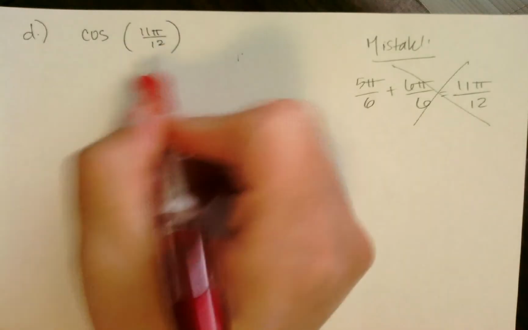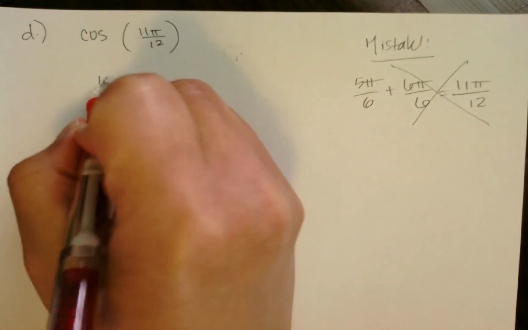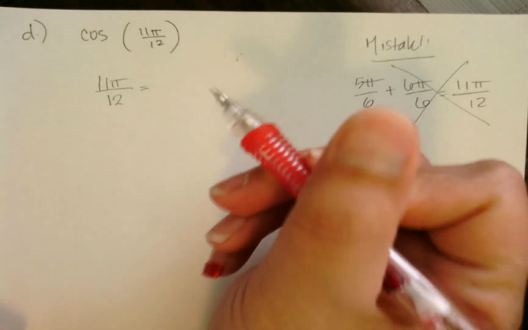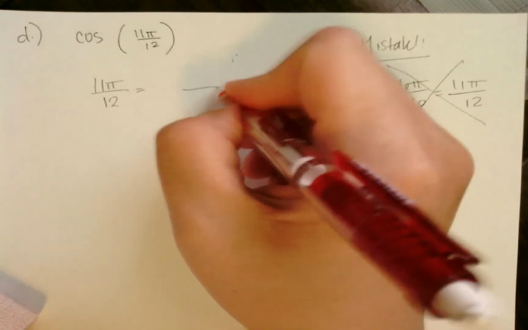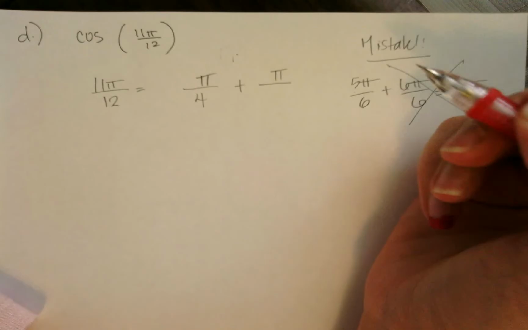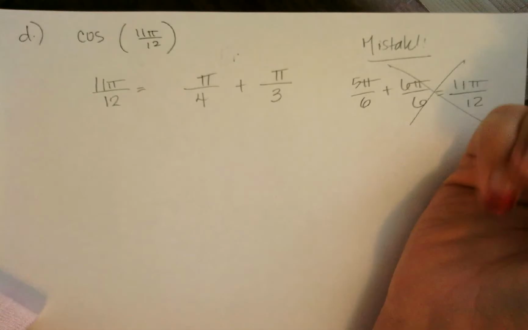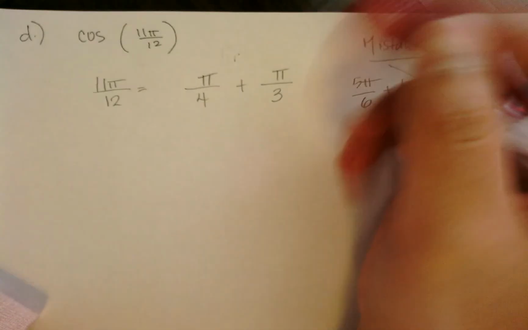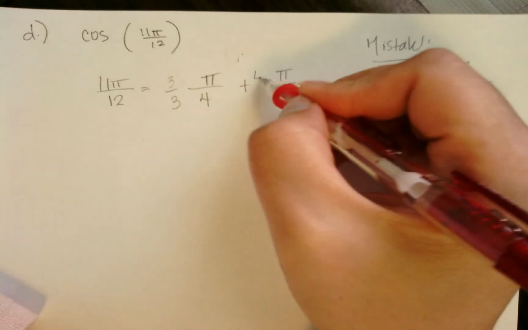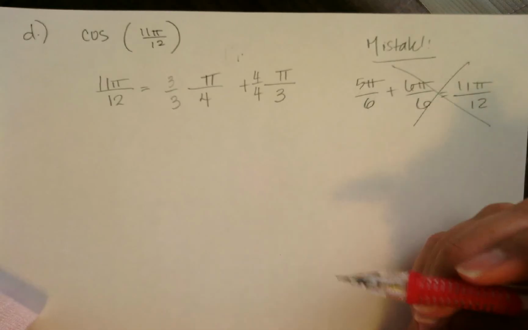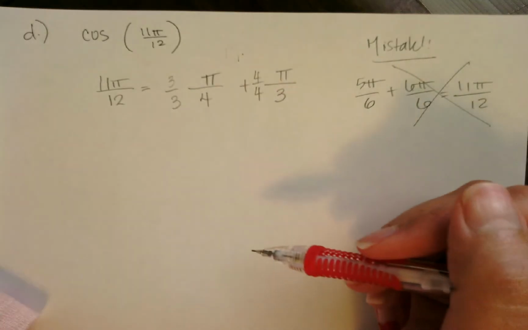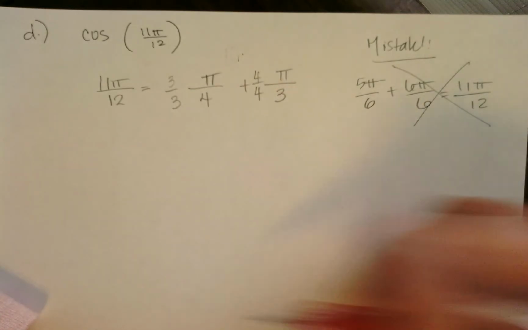So, let's try it. Let's do 11 pi over 6. 11 pi over 12, sorry. Like, Sam, how would you do it? Well, I know pi over 3s and pi over 4s are famous. So, if I multiplied this by 3 over 3 and this by 4 over 4, would that give me it? That would give me 7 of them. That would not give me 11 of them.